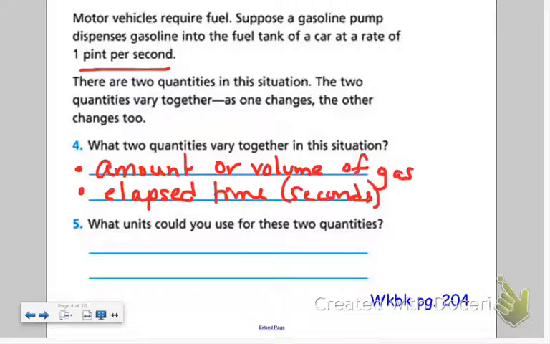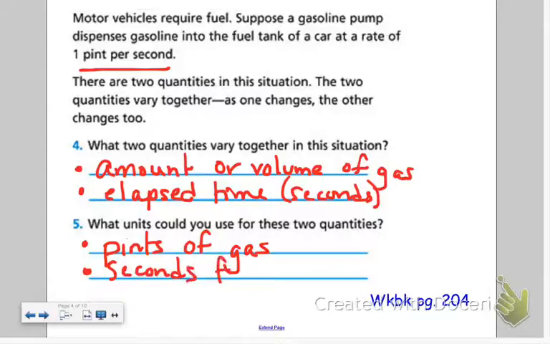So for number 5, what units could you use for these two quantities? Remember we said we need to have units of measure. So if I'm talking about the first one, the amount or volume of gas, well, how much gas? How do I measure the gas? In this case, I'm going to measure the gas as pints of gas, and then for the time, I'm going to use seconds for the time.